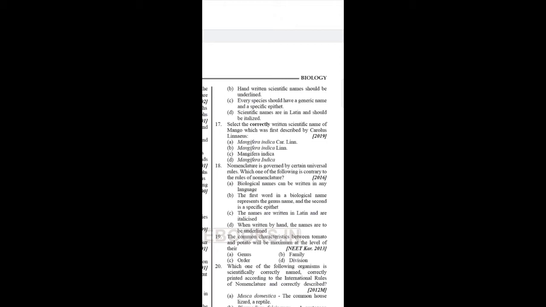Okay, next question. Select the correctly written scientific name of mango which was first described by Carolus Linnaeus. The correct answer is Mangifera indica Linn. Okay, next, nomenclature is governed by certain universal rules. Which of the following is contrary to the rule of nomenclature? The answer is biological names can be written in any language. This is contrary because this is wrong, because biological names are not written in any language but are written in Latin or should be Latinized.